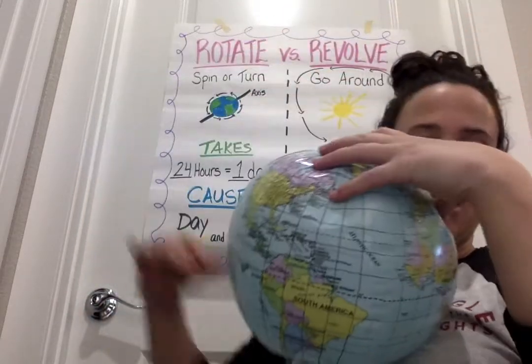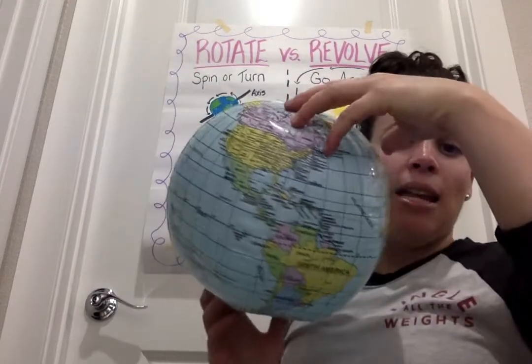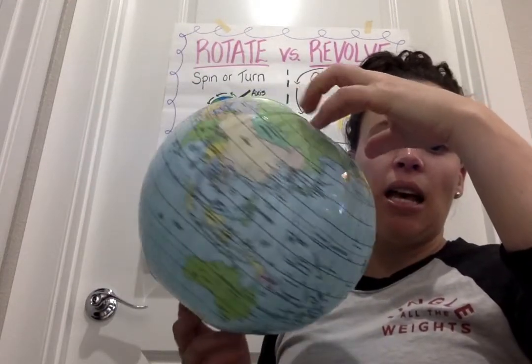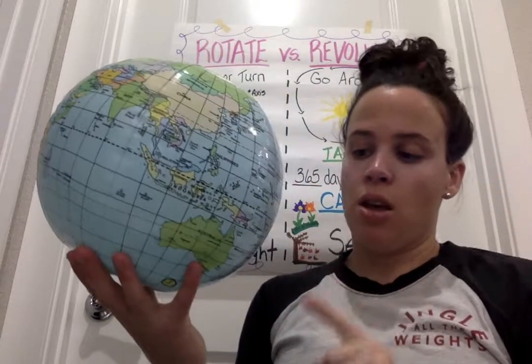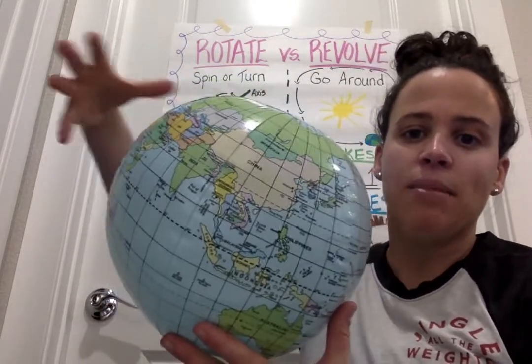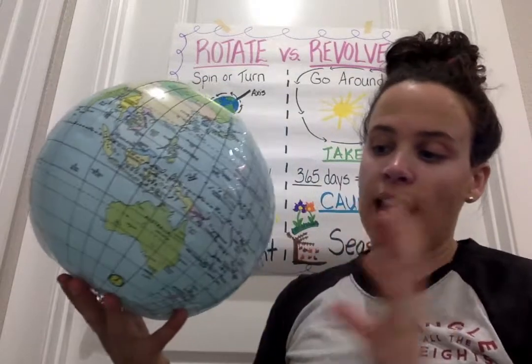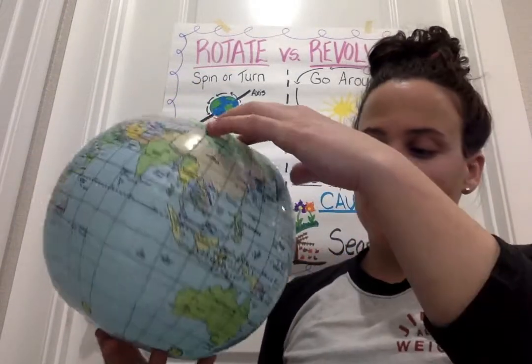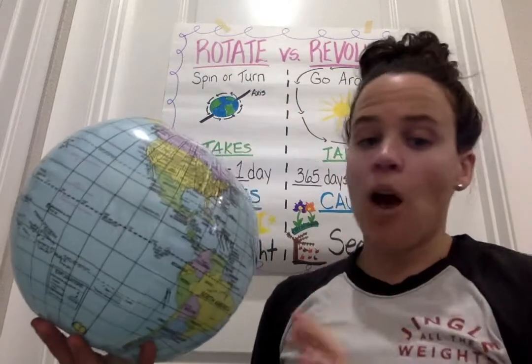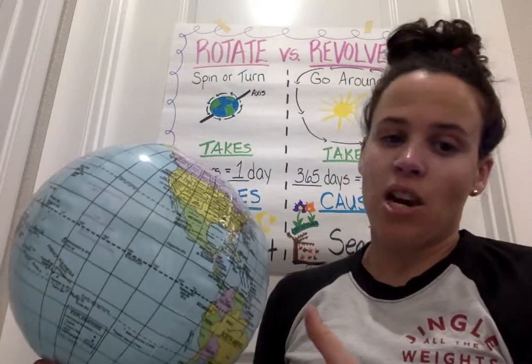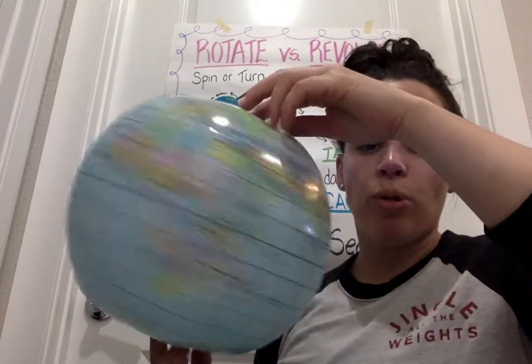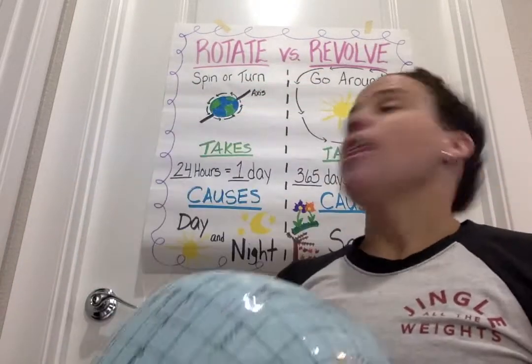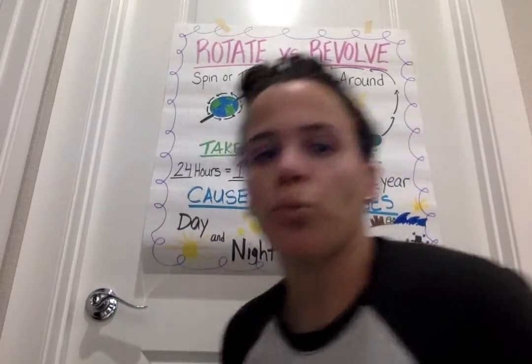So maybe over here is the sun, and it's daylight. And over here, where it's not getting the sunlight, it's night. So over here it's daytime, it's getting the sun. Over here it's not getting the sun, it's night. But as it spins, now what was over here is now over here, it's day. And what was over here is now over here, it's night. That's called rotating.